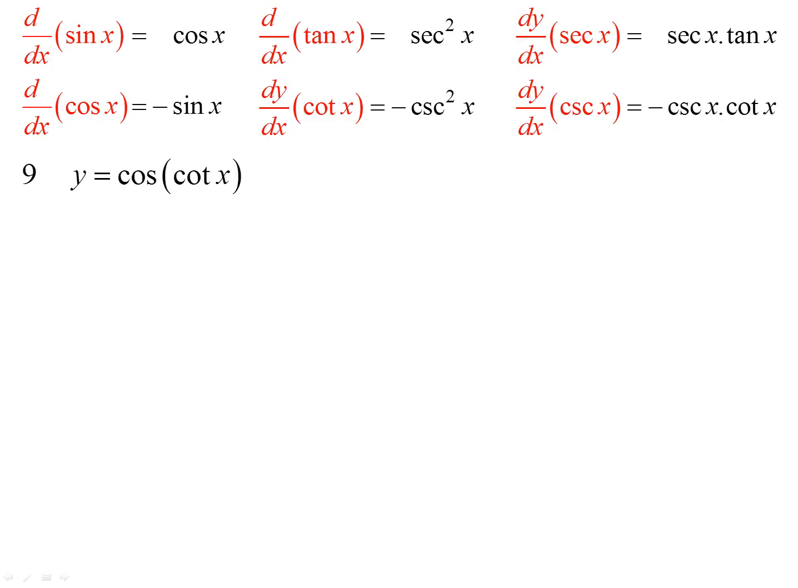One last one. This is a chain rule. Cos of cot. Outside function cos, inside function cot. So we're going to say minus sine of cot, inside stays the same, times, and then the derivative of cot is minus cosec squared. And there is our final answer.